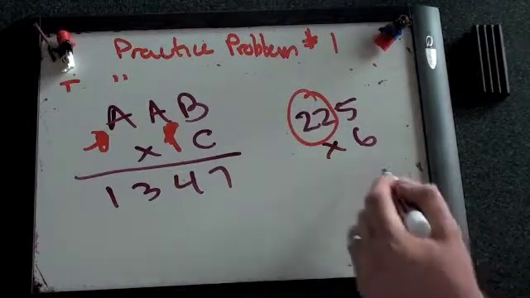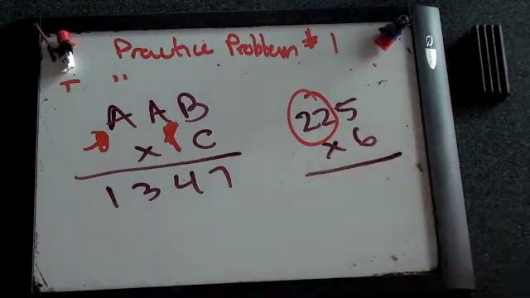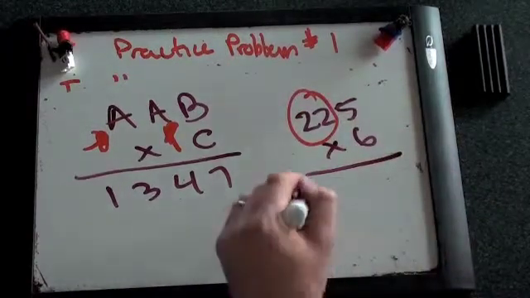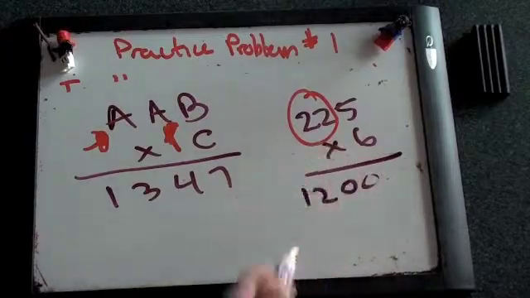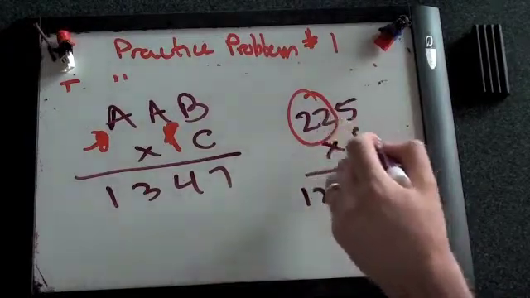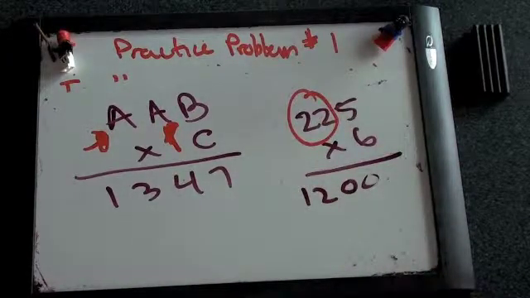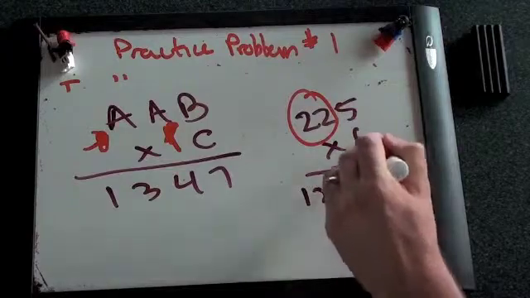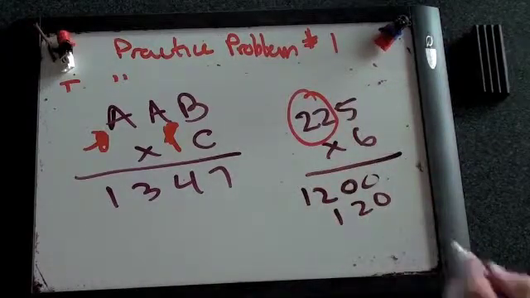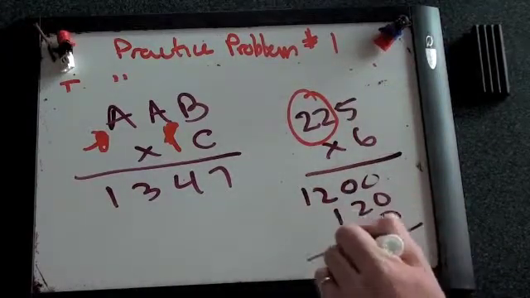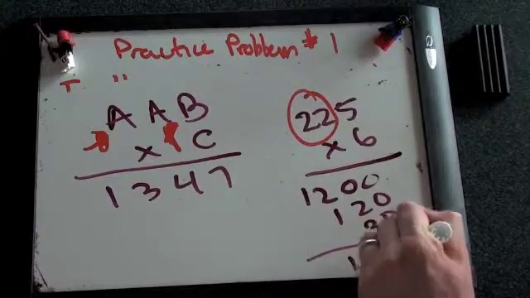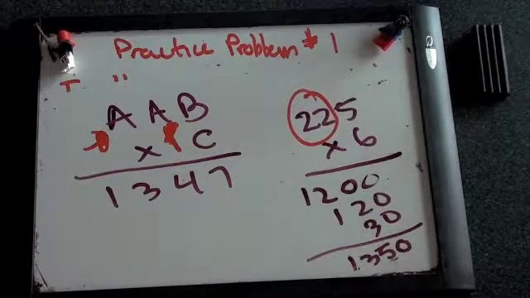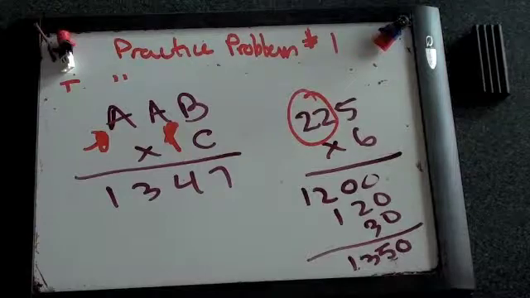Okay. Well, let's look at what this is, just for fun. This would be 6 times 200, right, which would be 1,200. Then plus 6 times 20, what's 6 times 20? 5 times 20 is 100, so it's 120. And what's 6 times 5? 30. So this is 1,350. Turned out to be pretty close, right?